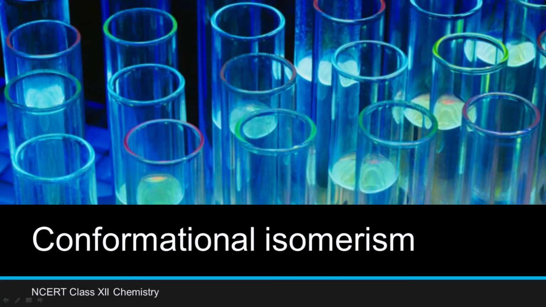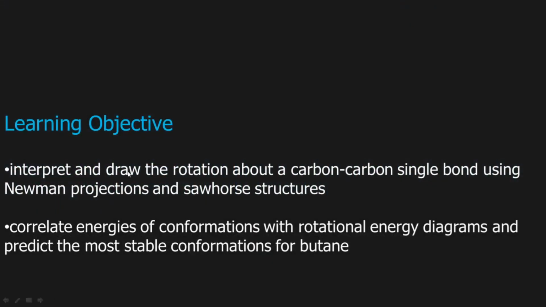Conformational isomerism. We are going to talk about the conformations of normal butane today. The conformational isomerism is due to rotation around a carbon-carbon single bond, and our focus points for today's class are our learning objectives. Number one, we are going to interpret, draw, and see the rotation about the carbon-carbon single bond using Newman projections.